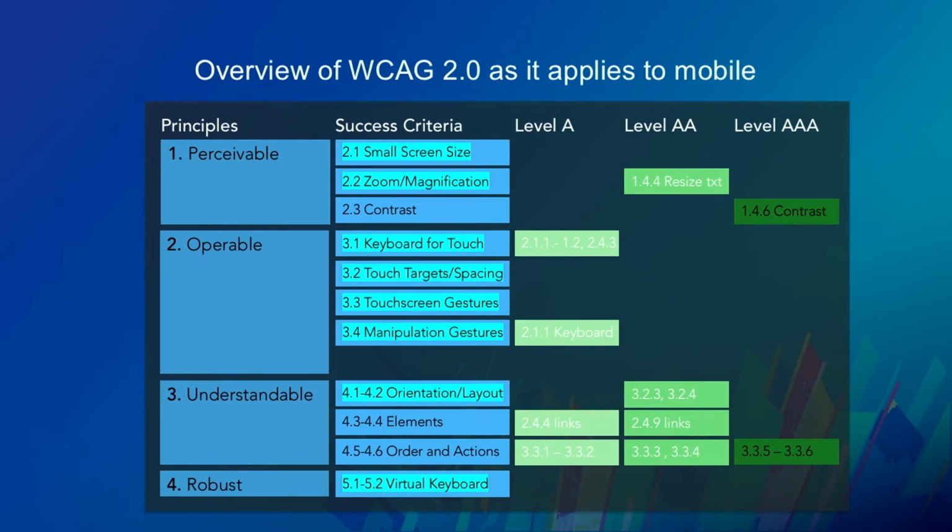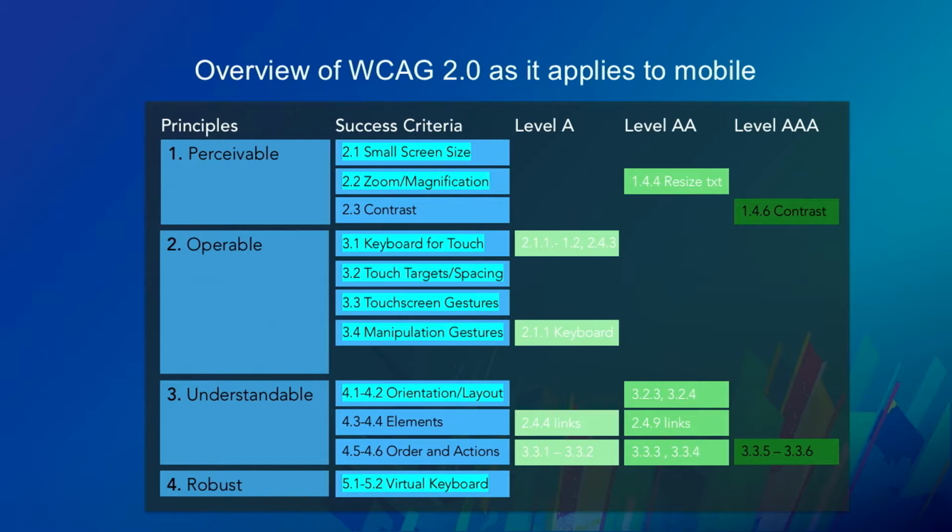Zoom and magnification is huge because now you need dynamic text, because the text is much smaller on the smaller screen. Keyboard for touch: not only is it the keyboard that's baked into the native platform, but you also want to think about those touch targets and the spacing, because once again, people are working in a smaller real estate. Gestures are another thing to think about, and are they appropriate?